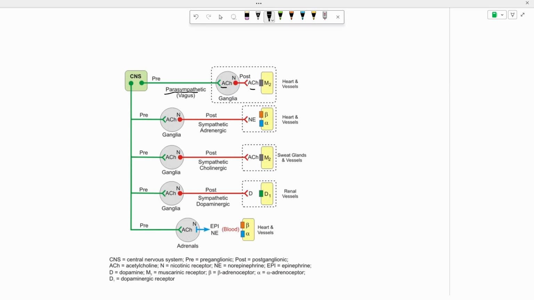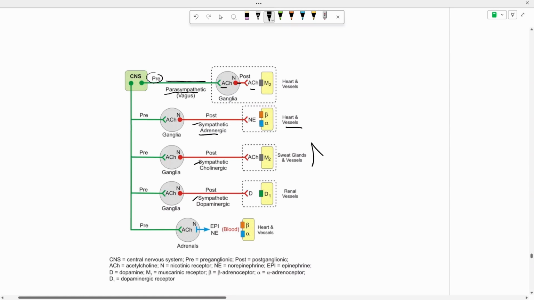So the M is muscarinic. We have long preganglionic fibers, short post. This is still parasympathetic. And then the following 4 are all sympathetics. Okay. Sympathetic adrenergic, heart and your vessels.